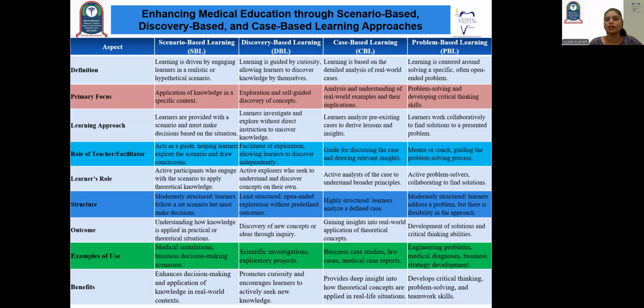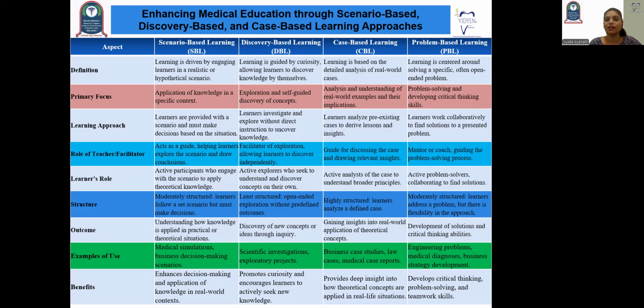Case-based learning is based on detailed analysis of real world cases. Problem-based learning is centered around solving specific, often open-ended problems. The primary focus of scenario-based learning is the application of knowledge in a specific context, as far as the detail is concerned, exploration and self-guided discovery of concepts.